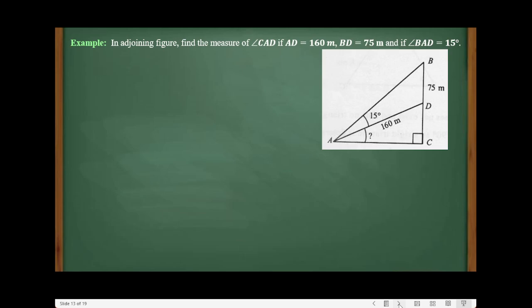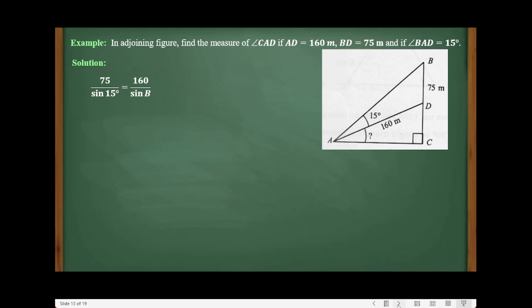Now, another example. In the adjoining figure, find the measure of angle CAD, this one. Having the question mark, we don't know the measure of this opening or this angle, that is angle CAD. Now, AD is 160 meters, BD is 75, and angle BAD is 15. So this angle right here is 15. So we are asked to find this measure. So what do we do?